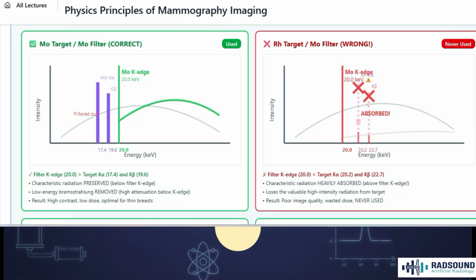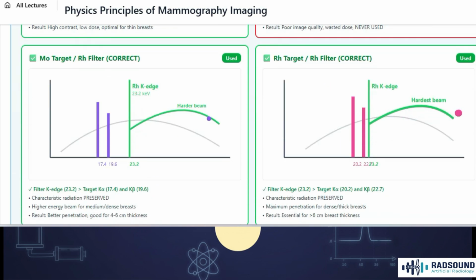If we have rhodium targets and we have molybdenum filters, why do we never ever use the combination of a rhodium target with a molybdenum filter? The answer really shines a light on just how precise this whole beam sculpting process has to be.